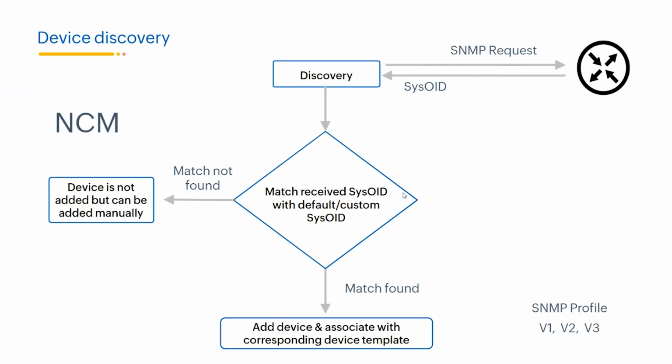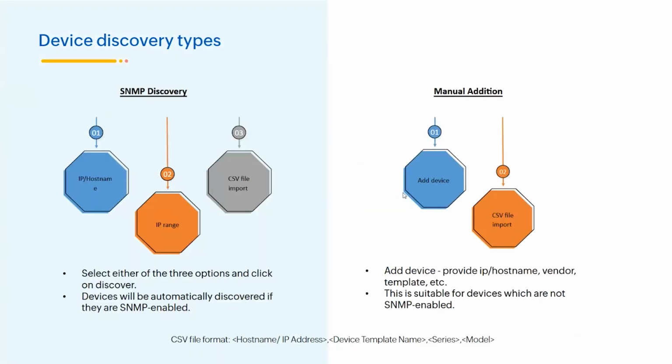If a match is found, then the device will be added automatically, and the corresponding device template will also be associated. If the match is not found, that particular device needs to be added manually. You can manually add the device template as well. The SNMP profiles that we support include version 1, version 2, as well as version 3. So these are some of the device discovery types available in Network Configuration Manager.